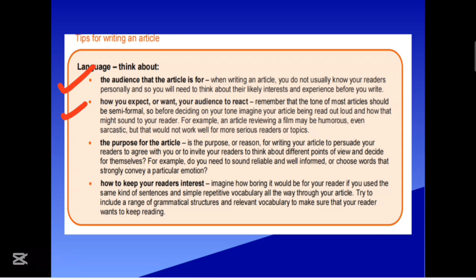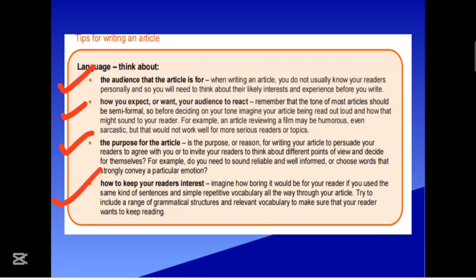When you are writing any kind of directed writing task, including this article, your audience must be in your mind all the time. The purpose of the article is the reason for writing your article: to persuade your reader to agree with you, or to invite your readers to think about different points of view and decide for themselves. For example, do you need to sound reliable and well informed, or choose words that strongly convey a particular emotion?